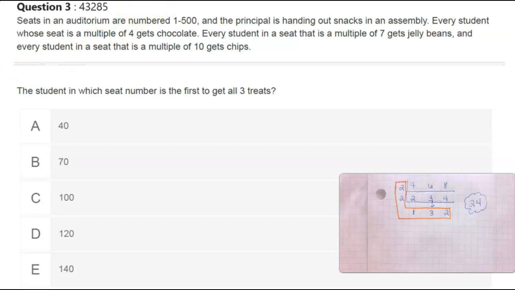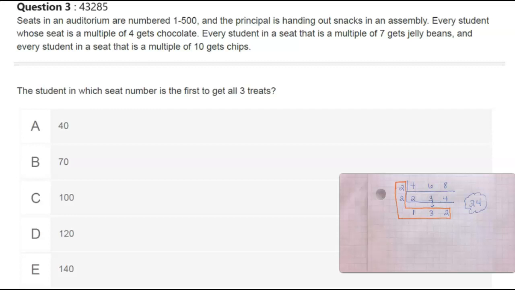So the thing about least common multiple in this situation is it doesn't tell you anywhere that you are doing least common multiple. So that's kind of the one thing that might alert you. I'm not sure what to do. And I think with word problems, that's the most difficult part, is figuring out what you need to do. So in this case, let me show you some keywords that you can see. We are talking about an auditorium and they're lining people up. Every student whose seat is a multiple of 4 gets chocolate, a multiple of 7 gets jelly beans, and a multiple of 10 gets chips.